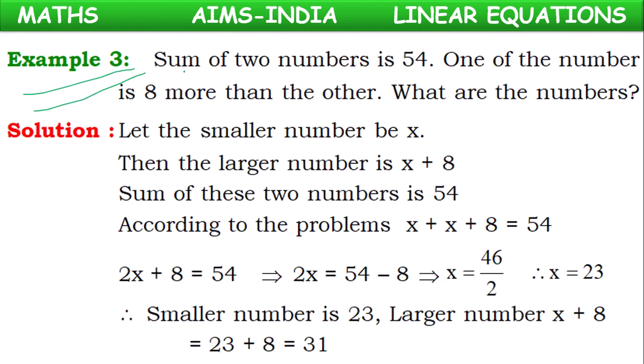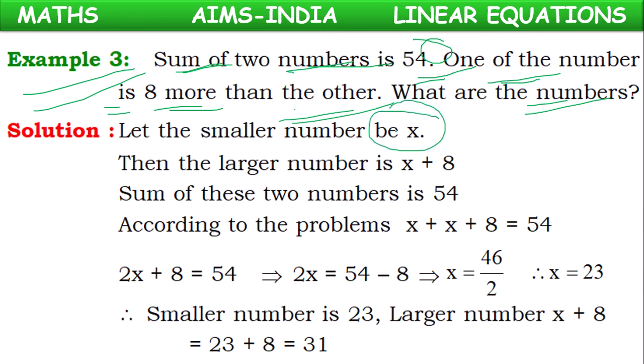Another example, children. Sum of two numbers is 54. One of the numbers is 8 more than the other. What are the numbers? So one number is 8 more than the other. Let the smaller number be x. Then what about the other number? 8 more than the first number, x plus 8.